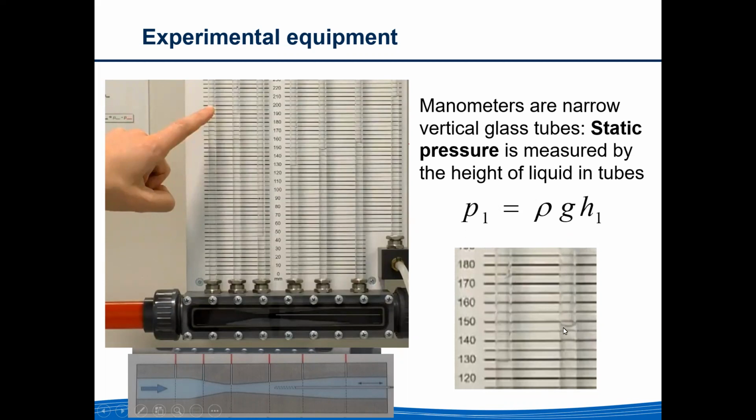Let's zoom in. You can see the 150 millimeters per manometer, with 5 millimeter resolution, and you can see here that it is 150 millimeters high. So the pressure at point P1 will be equal to rho g h, where rho is the density of the water and g is the gravitational acceleration constant, 9.81.